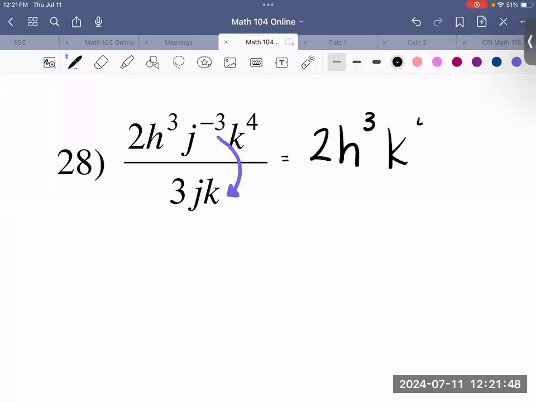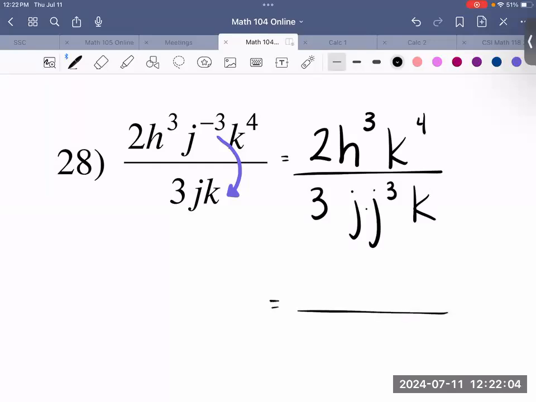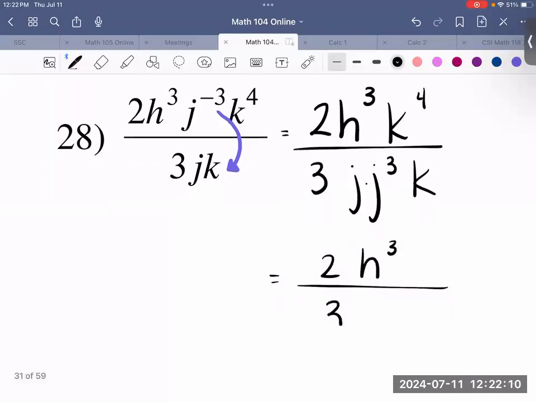2h cubed k to the 4th over 3j, j to the third k. Now these two j's are being multiplied together. They are next to each other, so they can combine through addition. So we still have 2h cubed. We're going to leave k alone for a second. 3j to the fourth.